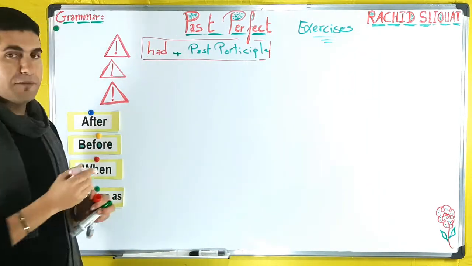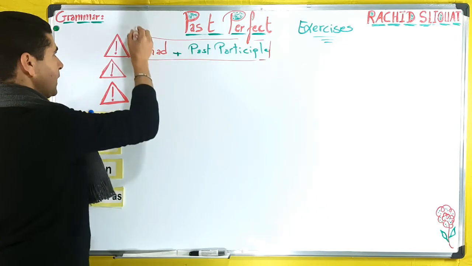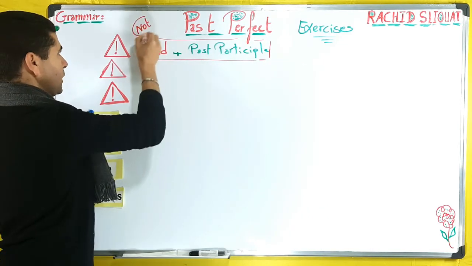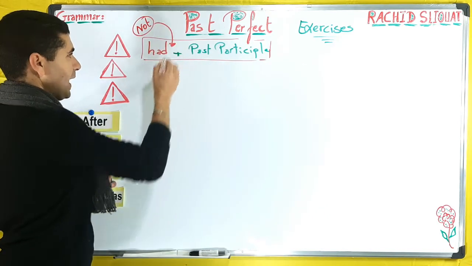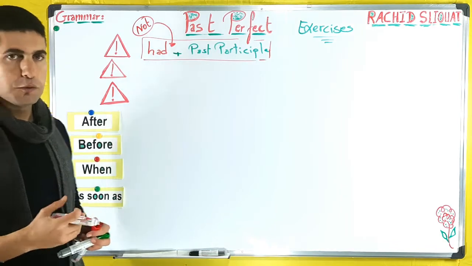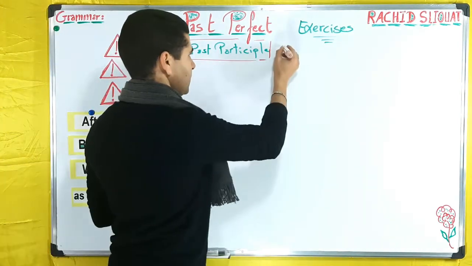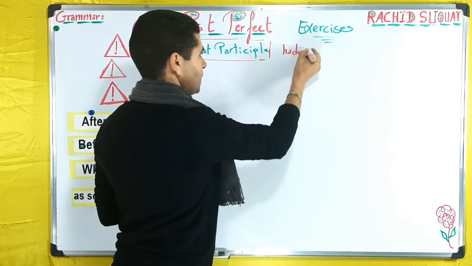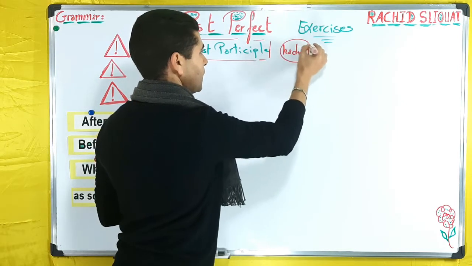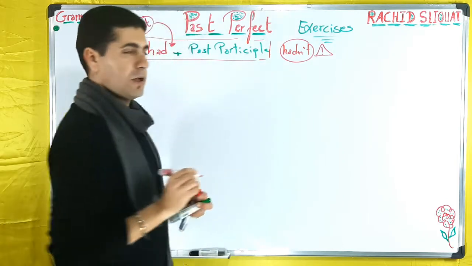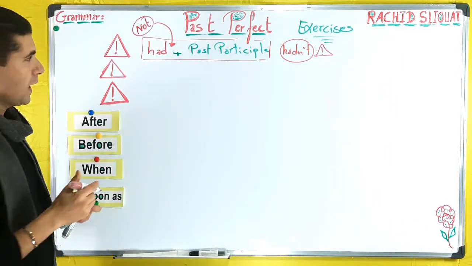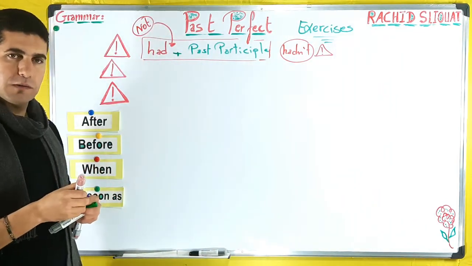As you can see here, we have had. If it is negative, we can say had not. We add not here, so we can say had not, or hadn't. This is for the negative form. All right, this is number one.